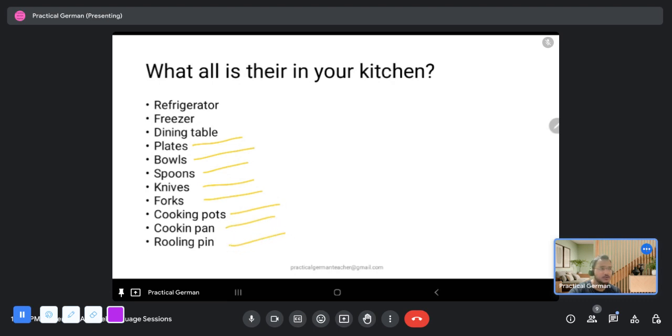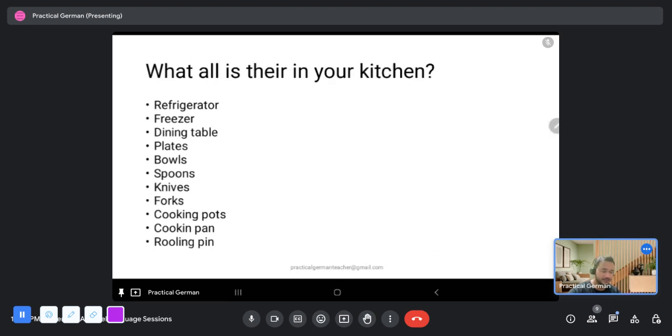Holz noodle, if I'm not wrong. Yeah. Again, focus on those. This is just an example. You don't have to focus on your kitchen. Just think. Take some time, one hour, two hours. Think what is the most important part of your day where you have to speak German and learn that vocabulary.